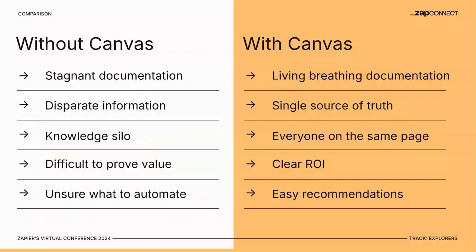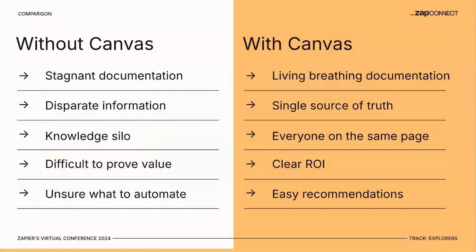At Zapier, we want to make automation work for everyone. With Canvas, we are going from a world where only one or two Zapier users in a company understand the capabilities of Zapier, into a world where everyone understands your full business process and operations and how Zapier fits in.